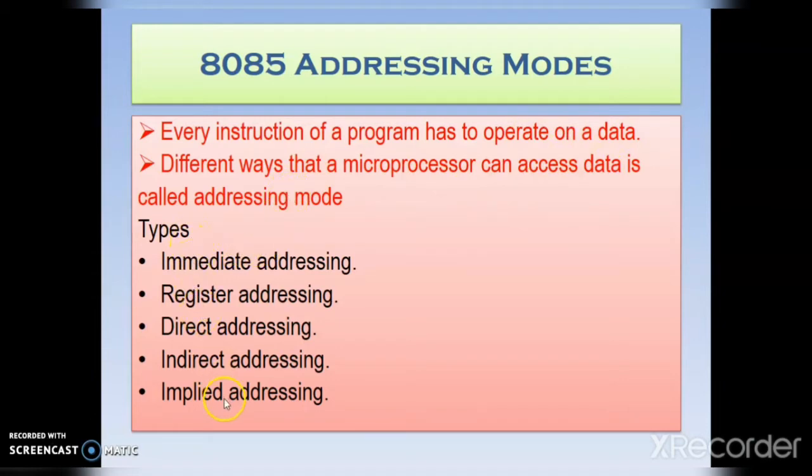We have 5 different types of addressing modes. The first one is immediate, the second is register, the third is direct, the fourth is indirect, and the fifth is implied addressing mode. These are the different types of addressing modes used in the 8085 microprocessor. Let me explain them one by one.